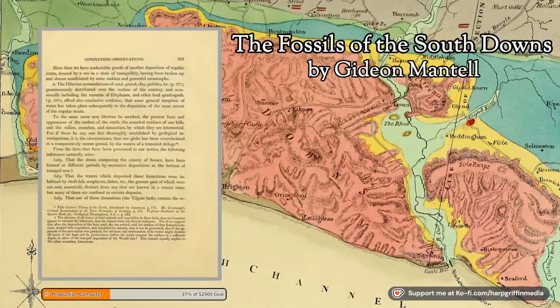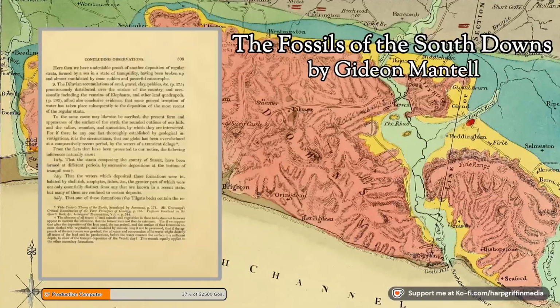To the same cause may likewise be ascribed the present form and appearance of the surface of the earth, the rounded outlines of our hills, and the valleys, combes, and sinuosities by which they are intersected. For if there be any one fact thoroughly established by geological investigations, it is the circumstance that our globe has been overwhelmed at a comparatively recent period by the waters of a transient deluge. From the facts that have been presented to our notice, the following inferences naturally arise. Firstly, that the strata composing the county of Sussex have been formed at different periods by successive depositions at the bottom of tranquil seas.